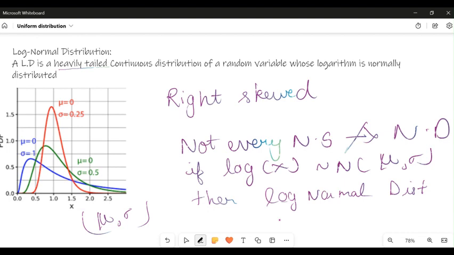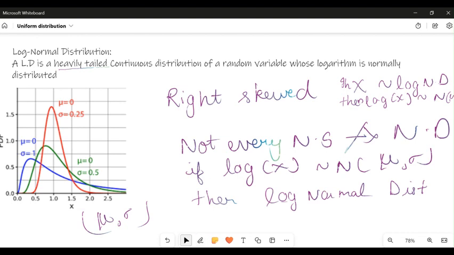So for example, if x is log normal distributed with mu and sigma, then log of x is similar to a normal distribution with mu and sigma. It means that if x is logarithmic normal distributed, then log of x is also normally distributed. So in the log normal distribution, we are dealing with the normal distribution of mu and sigma.